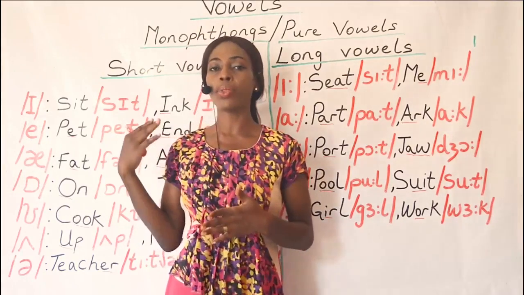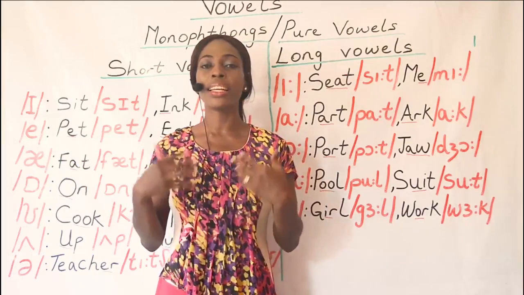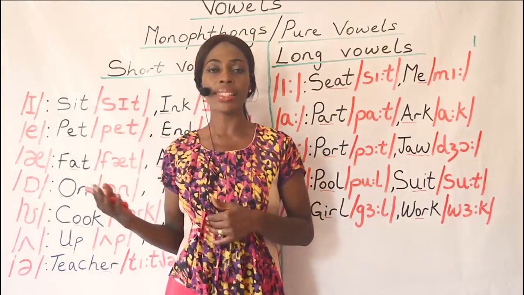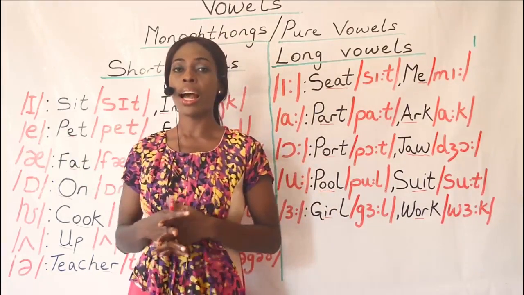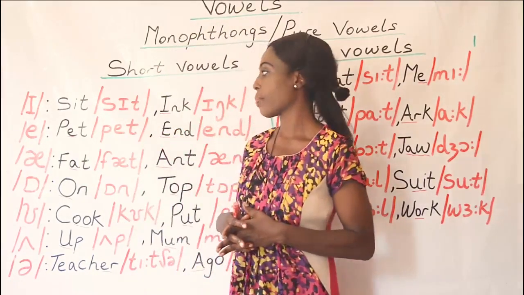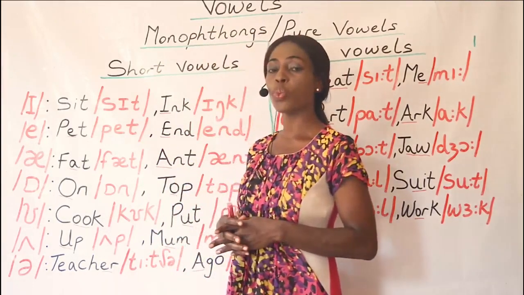I'll give you time to say the sound after me, because I want you to repeat exactly as I say it. So when I say the sound, I say the word, I want you to repeat with me, and I'll try not to be in a haste. So let's begin with the short vowel, the short monophthong.